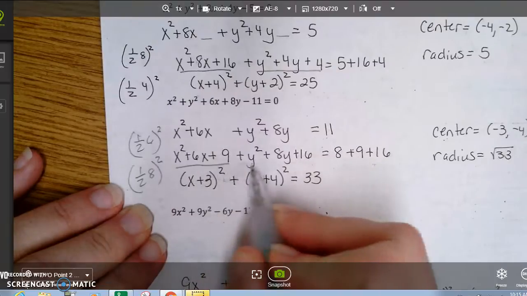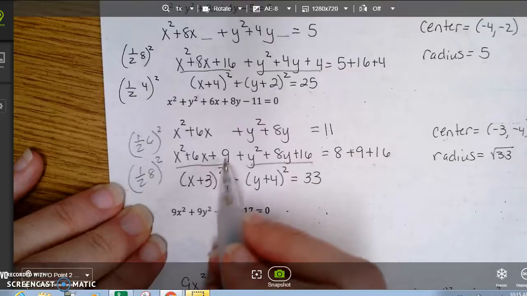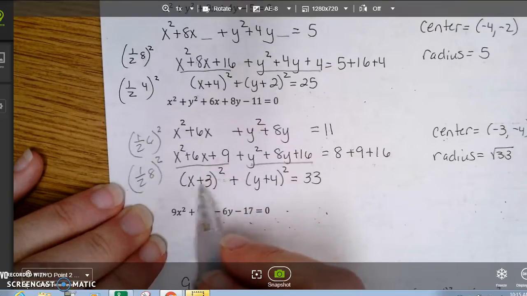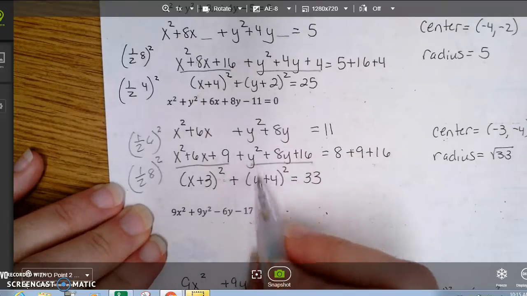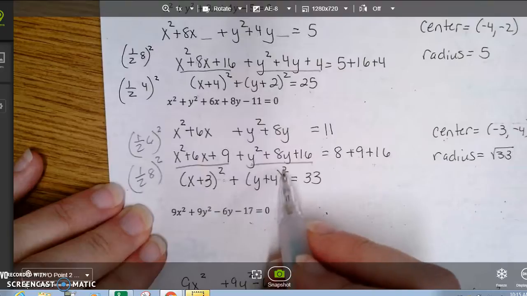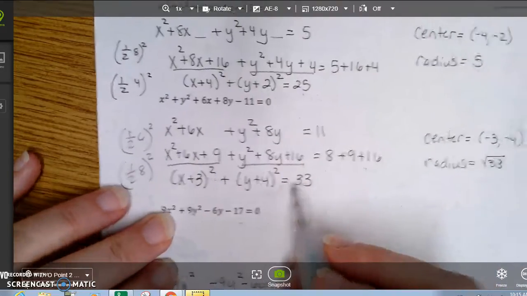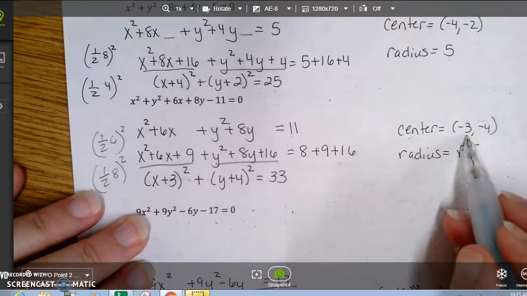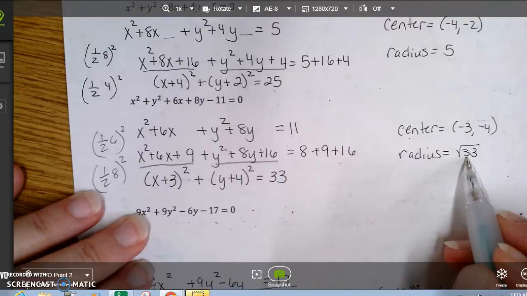Again, these should be perfect square trinomials. So I took the square root of x squared, the square root of 9. That's where I got the x plus 3 squared. And then I did the square root of y squared and the square root of 16, and that's where I got the y plus 4 squared. And then I add all this together and I get 33. So again, center of the circle is -3, -4. Radius is square root of 33.